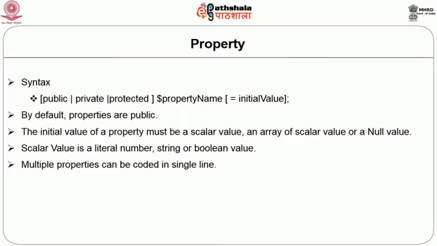This access modifier can be public, private, or protected. A public attribute can be accessed outside of that class, while private or protected is not accessed outside of the class in which it is defined. By default properties are public, so if you do not write an access modifier, the property is considered public. And if you assign an initial value, as it is optional for defining a property, then the initial value of the property must be a scalar value, an array of scalar values, or a null value. We know that scalar value means a literal string, number or boolean value. You can define multiple properties within the same line by separating them with commas.